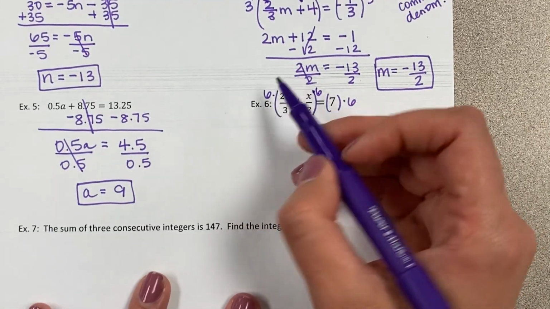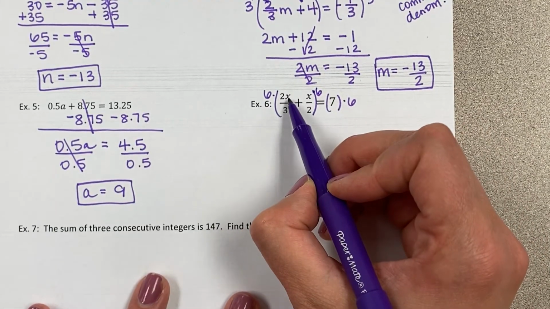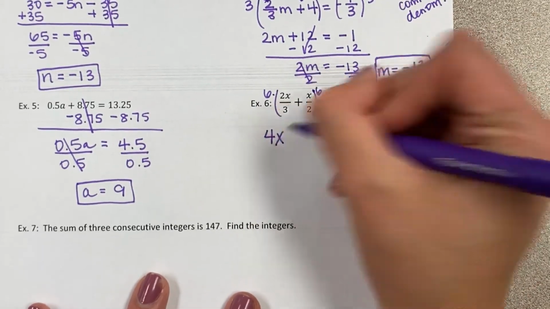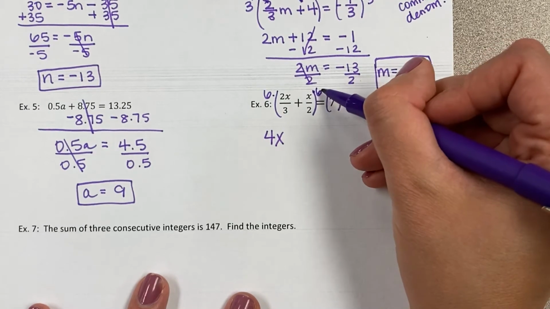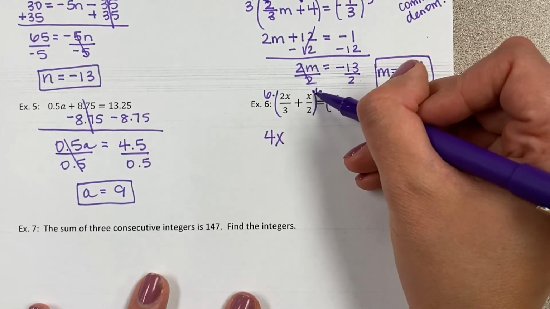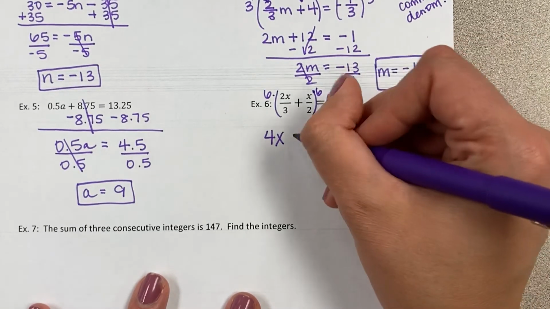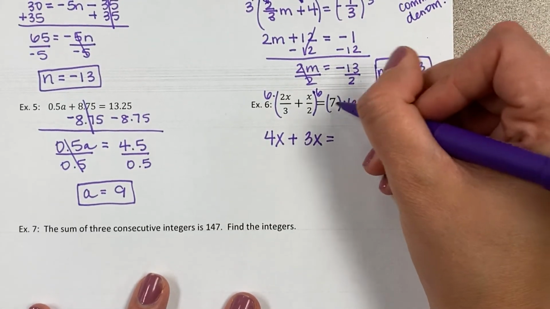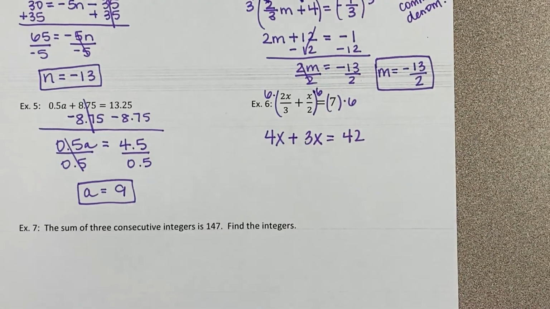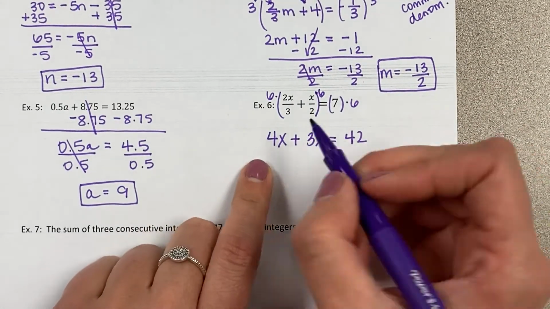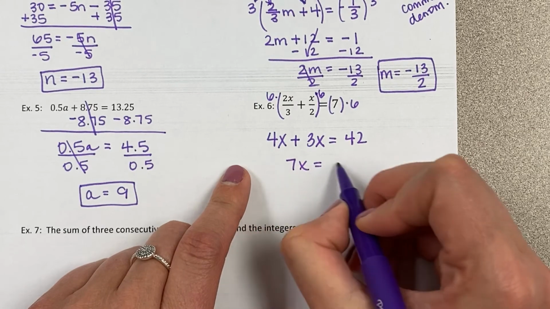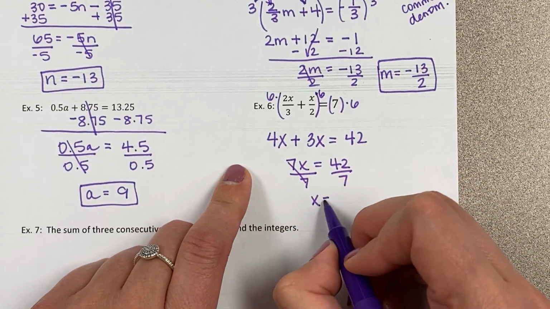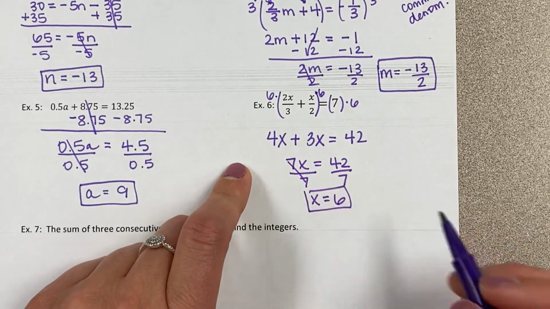So when I do that, 6 times 2x is 12x. 12x divided by 3 is 4x. Here, 6 times x is 6x. Divided by 2 is 3x. And that equals 7 times 6, which is 42. Like terms, I'm going to add those together. Divide by 7. X equals 6.